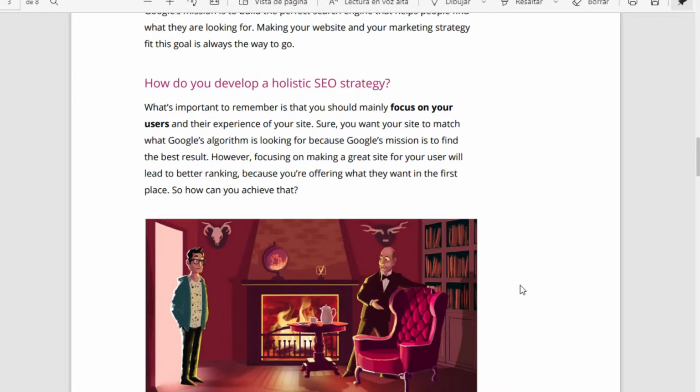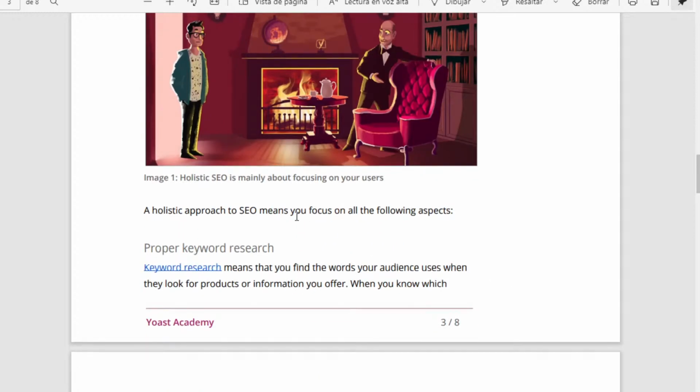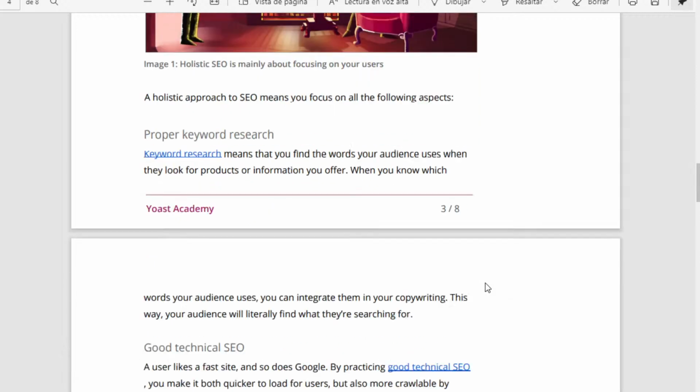So how can you achieve that? Holistic SEO is mainly about focusing on your users. A holistic approach to SEO means you focus on all the following aspects.